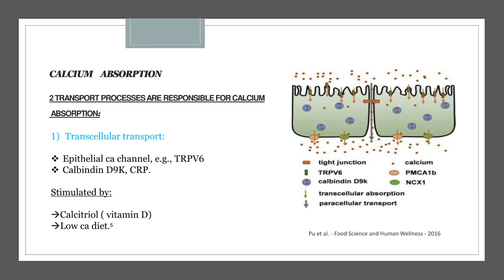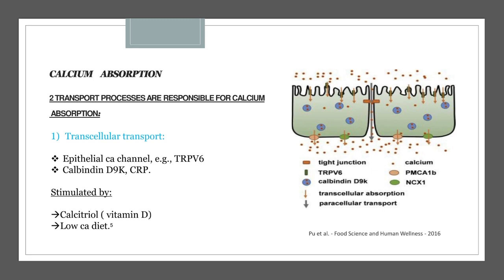Going to the calcium absorption pathways. There are two transport processes responsible for calcium absorption. First is the transcellular transport. It is the primary type of calcium absorption. It absorbs about 60% of ingested calcium. The epithelial calcium channel, TRPV6, is essential for calcium entry across the plasma membrane as the first step in the transcellular pathway of calcium transport.